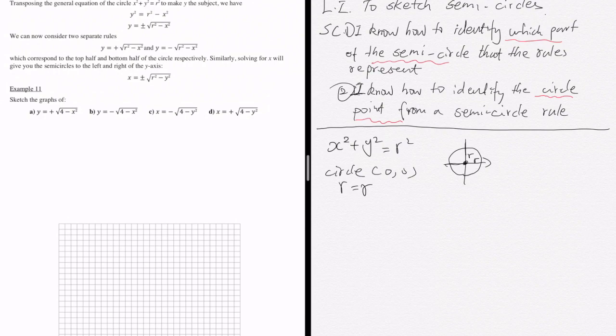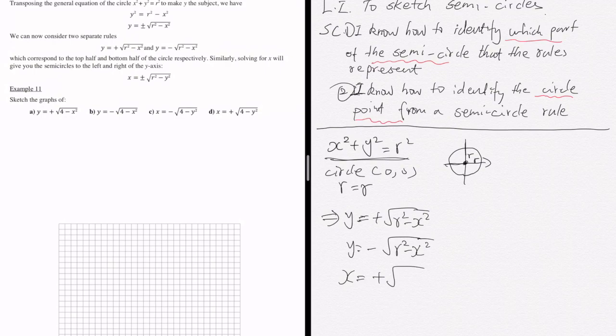Now, as we discussed, if we rearrange this formula, we will get 4 different formulas. So y is equal to positive square root of r squared minus x squared, and y is equal to negative square root of r squared minus x squared. We can also rearrange this circle form to make x the subject. So x will be equal to positive square root of r squared minus y squared, and x can also be equal to negative square root of r squared minus y squared.